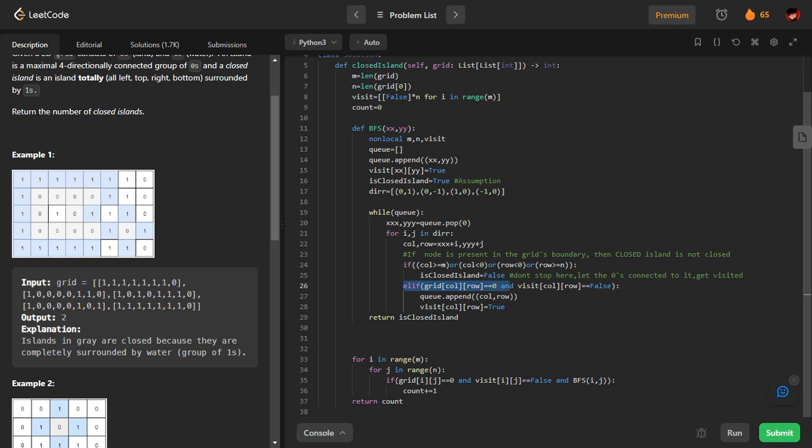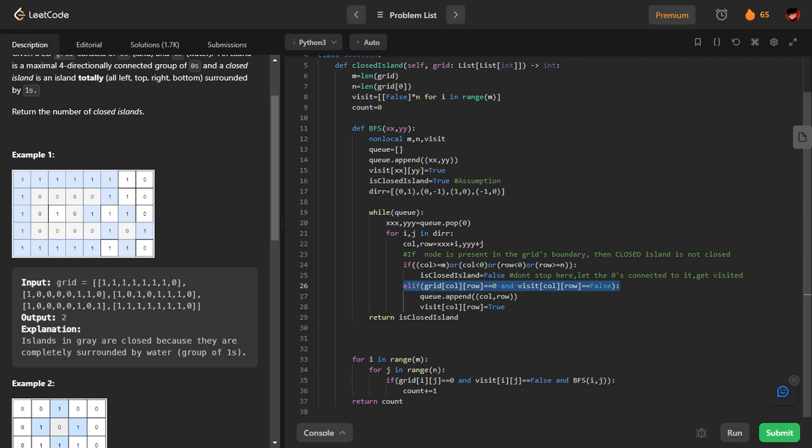Okay, if it is a land, what we are visiting is not water. If it is a land, and if it is not already visited, then I will come to this condition only if the above condition is false. What is the above condition? If it is not a boundary land.